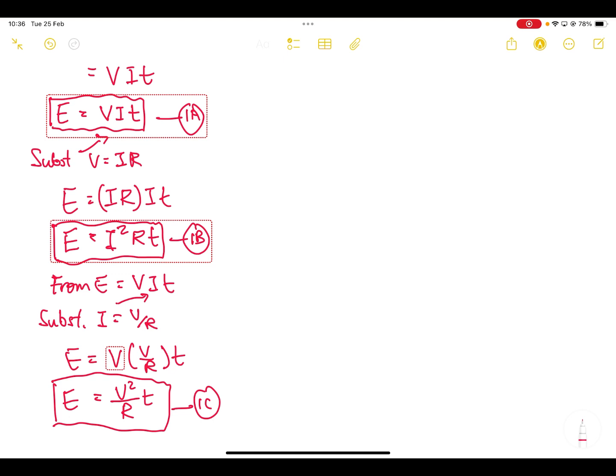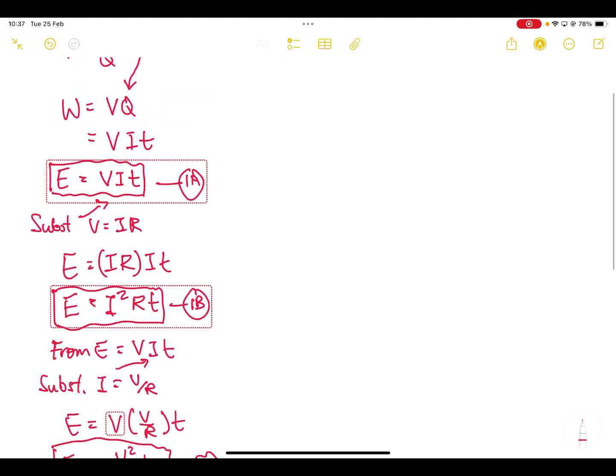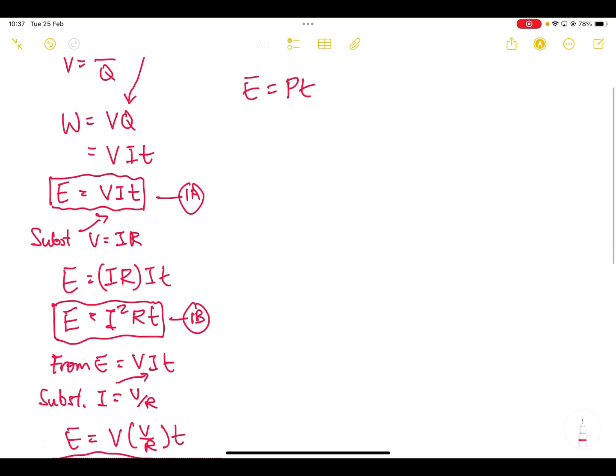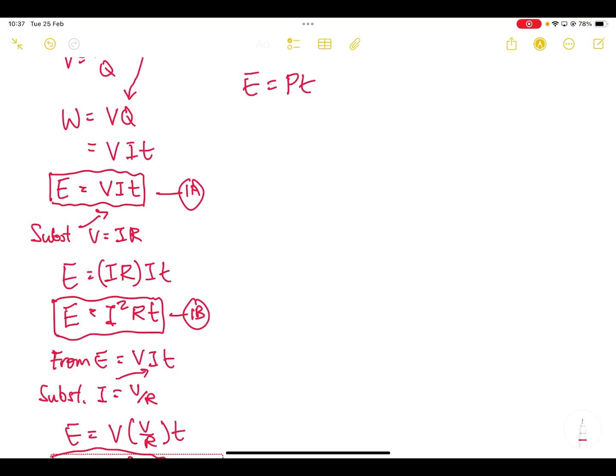1A, 1B, 1C, these three are energy formulas. We also need the power formulas. For example, when you're given an iron, the power rating is so much. Then I ask you to find its current, the resistance, and so on. How much energy does it use in 1 minute? You must be able to calculate. So we use this very familiar formula: energy equals power times time. And I replace energy with power. So how to do that? Energy equals power times time.